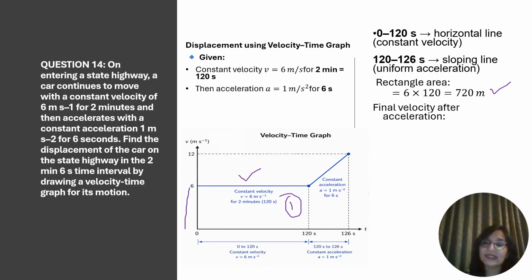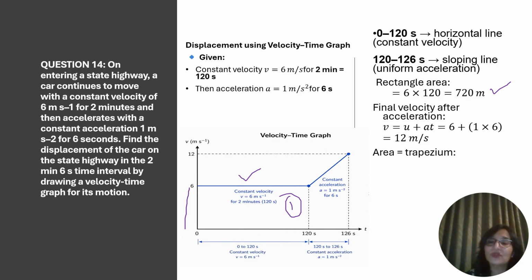Now the final velocity after acceleration. You can use the equation of motion, substitute, and you will get the final velocity. Because here, let me take you to the question again. Find the displacement of the car on the state highway in the 2 minute 6 seconds time interval by drawing a velocity time graph.